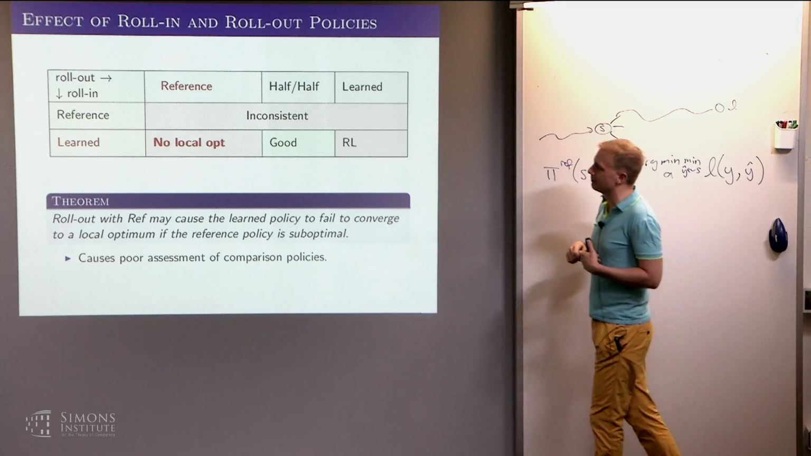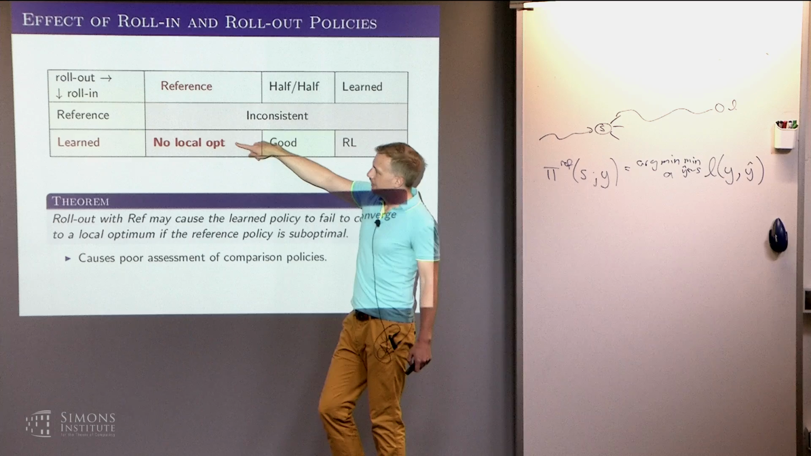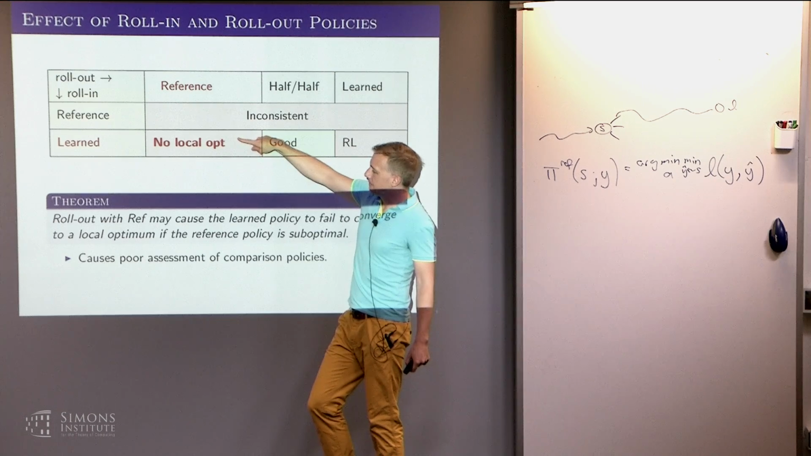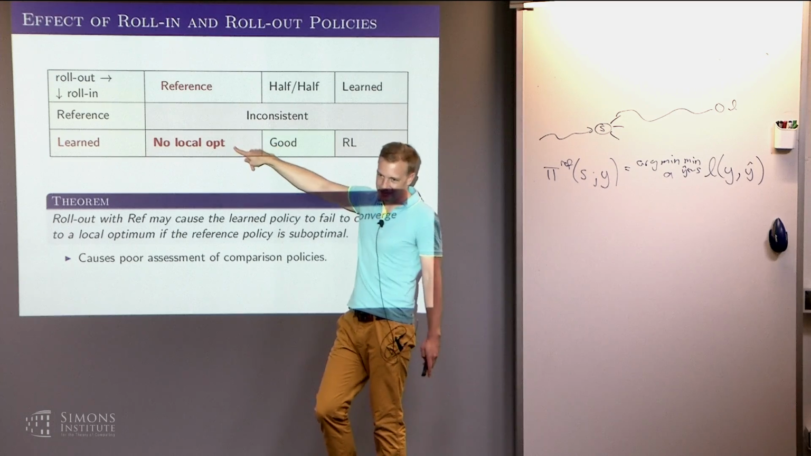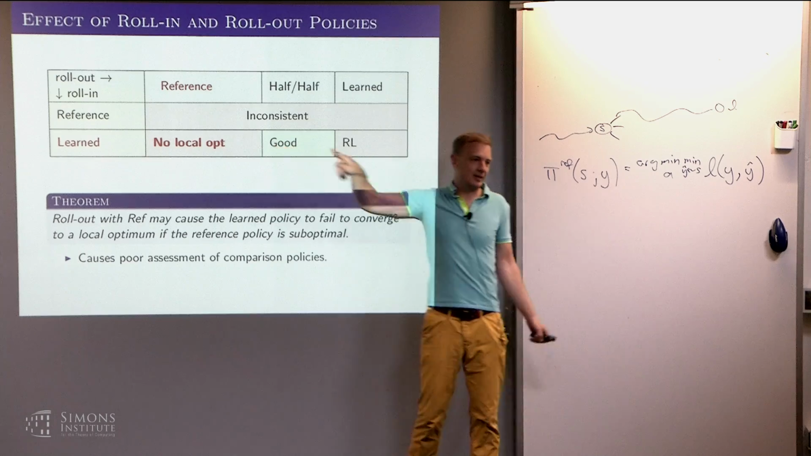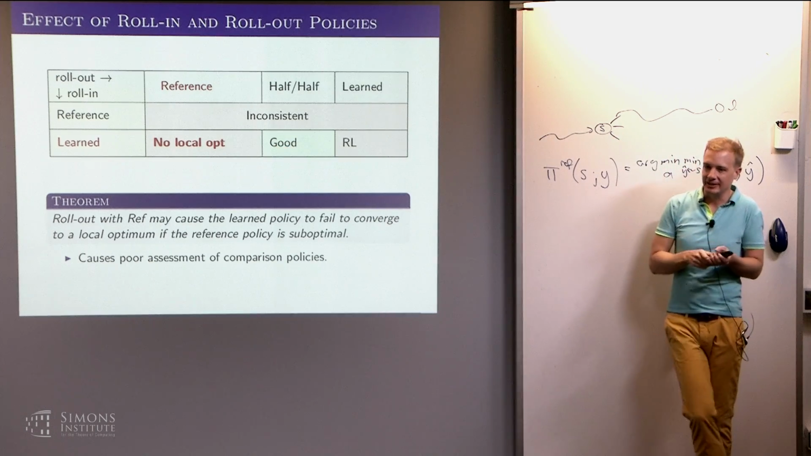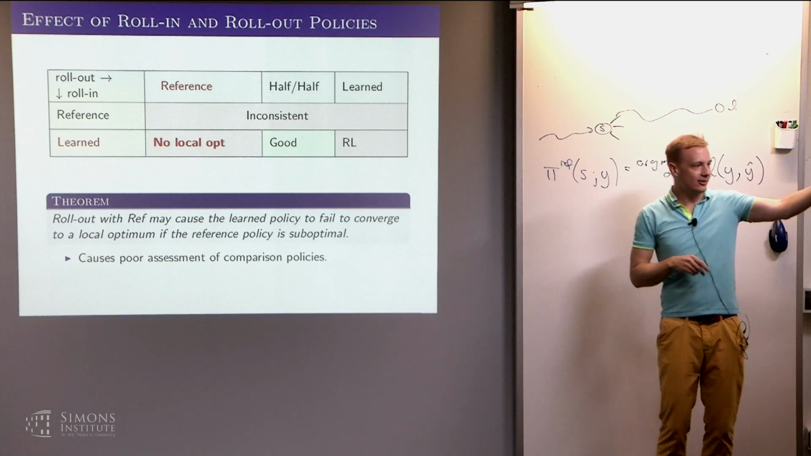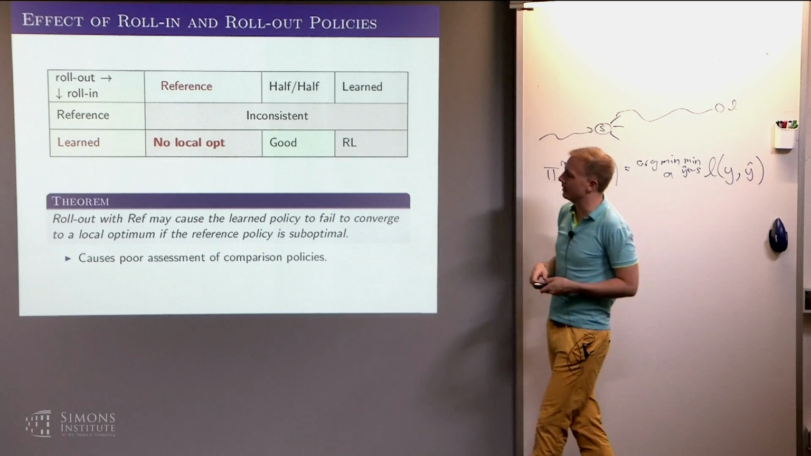And basically the reason why is because if ref is not realizable, then rolling out with ref might be overly optimistic, right? You might think, oh, I can get there if only I take this action, but then you actually can't learn to follow the right path.